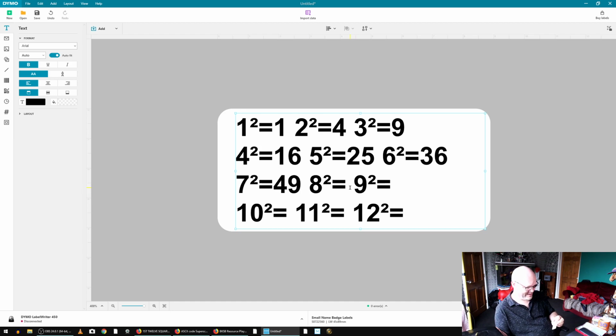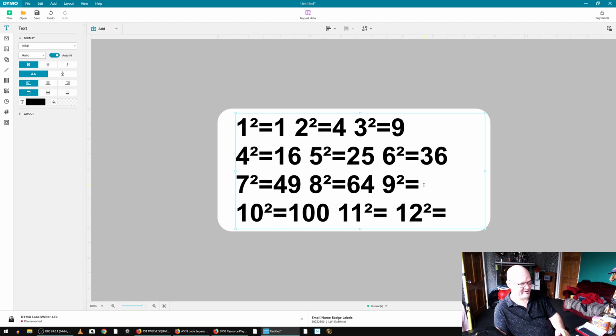So 8 by 8 is going to be 64. 9 by 9, that's less than 10 by 10. See, 10 by 10 is 100, that's easy. 9 by 9 is going to be 81. And then 11 by 11 was the 121 we did earlier.